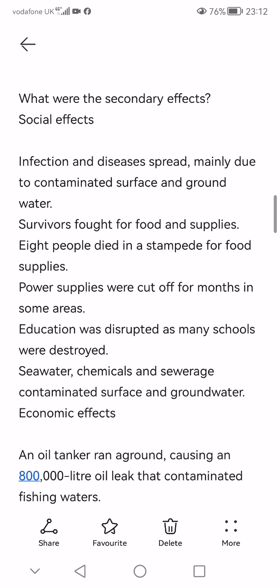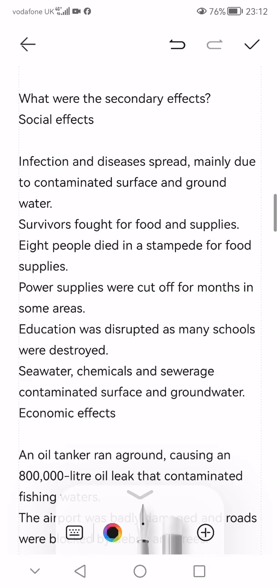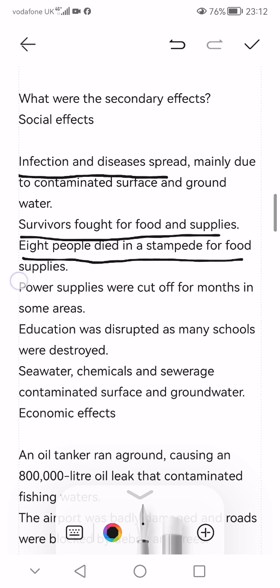Now, the secondary effects are things that happen as a result of the primary effects. So, for example, as we can see here, you have infection and diseases spread because of the contaminated water. Also, the primary effect was the food shortage occurring because the farmers' land was being destroyed. But a secondary impact of that was that survivors had to fight for food supplies. And 8 people died from a stampede of food supplies as a result of this.